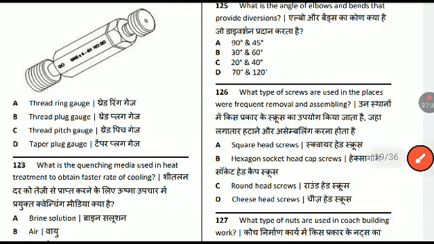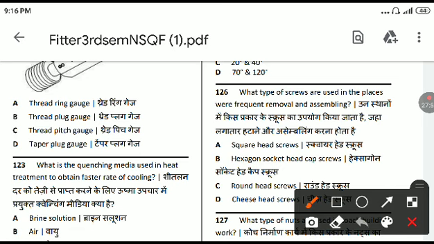What type of screw is used in the places where frequent removal and assembling is needed? Square head screw, hexagon socket head cap screw, round head screw, cheese head screw. Option A, square head screw.